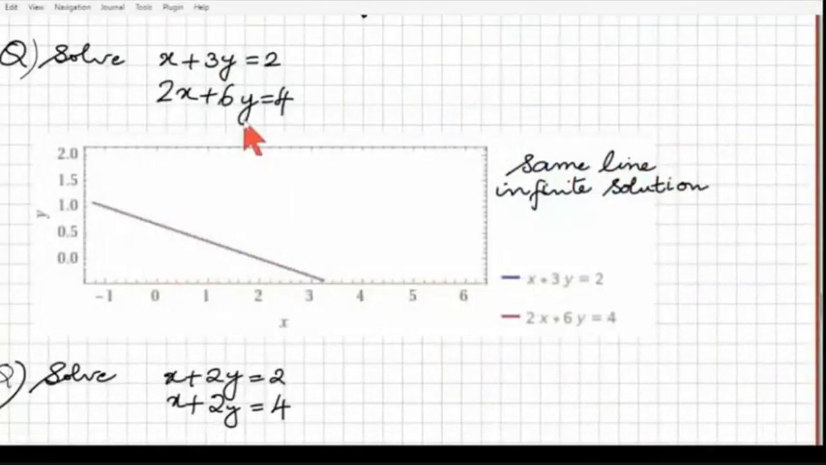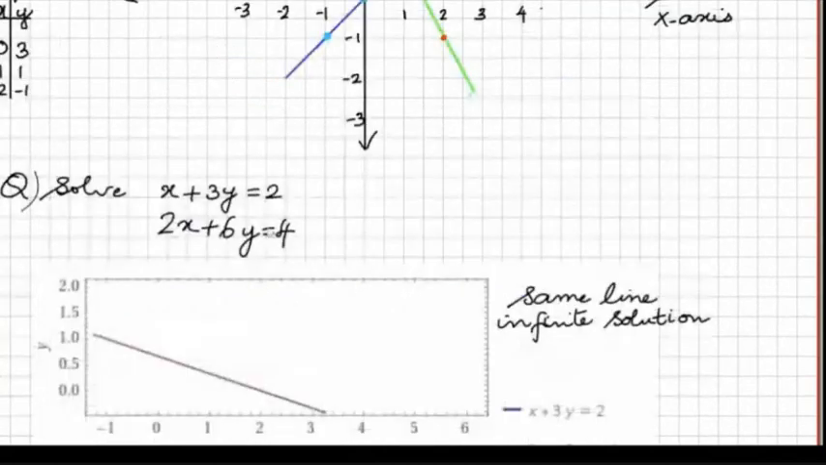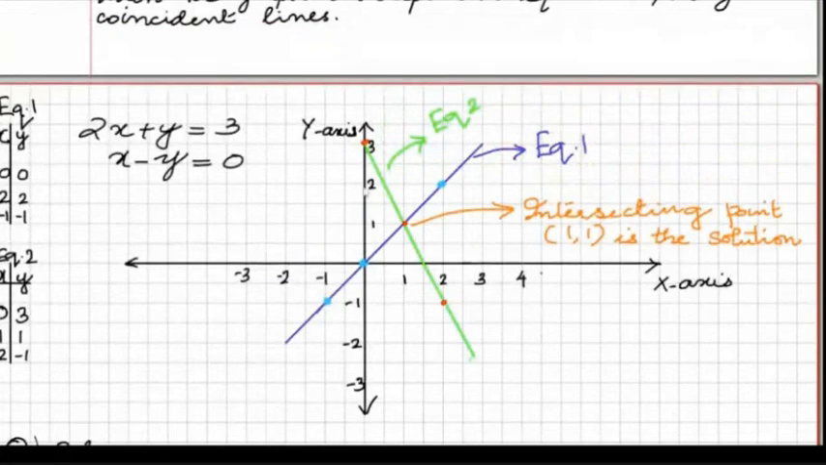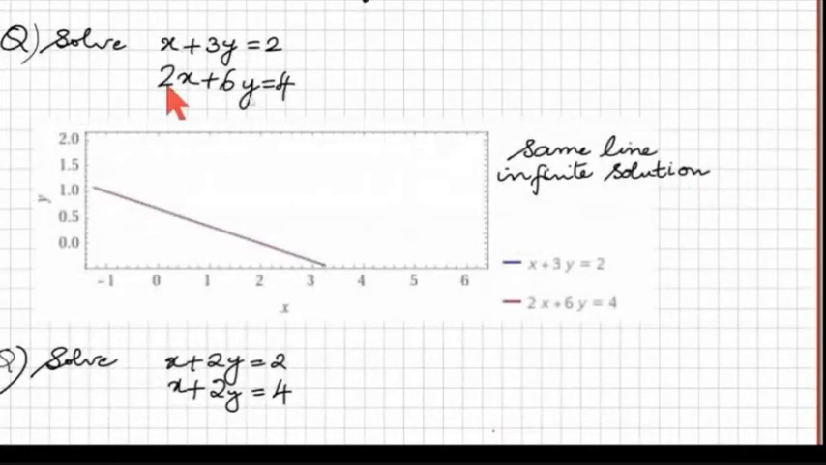Solve x plus 3y equal to 2, 2x plus 6y equal to 4. So the equations are plotted on the same line. In the previous case, we got an intersecting point, but here we will not get an intersecting point. Since the lines are plotted on the same line, we will get infinite solutions. Equation 1 is the scaled version of 2, or in other words, 2 is the scaled version of 1. In such situations, we will get an infinite number of solutions.